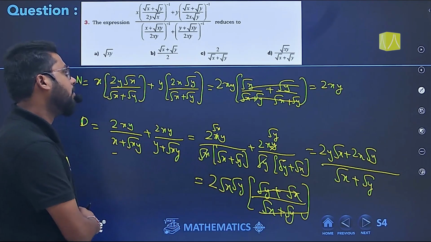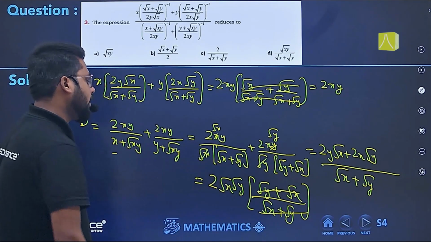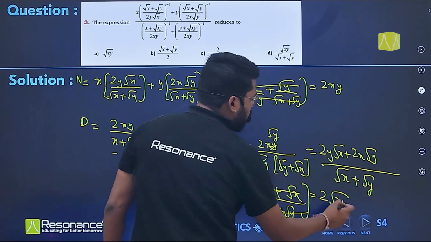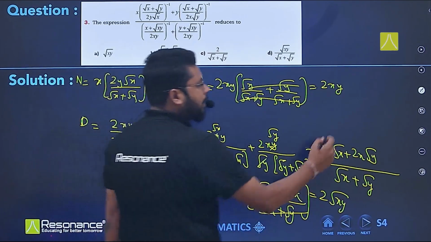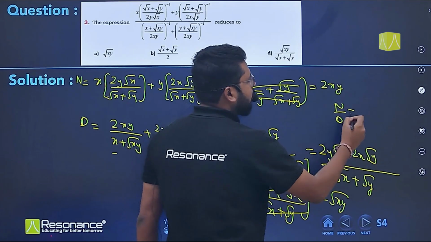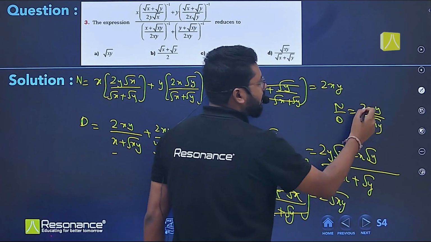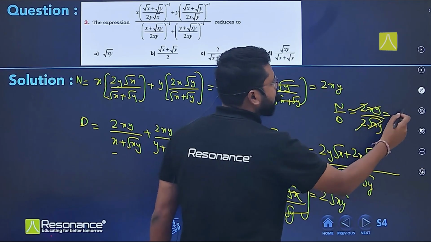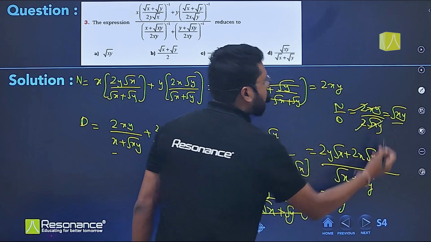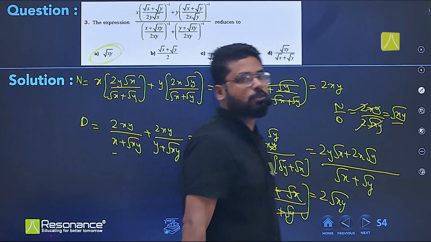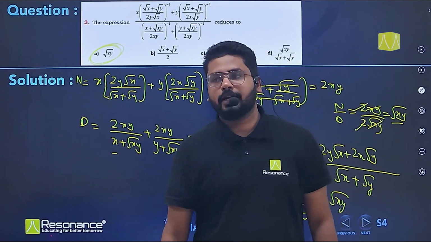Now in the denominator part it will be 2 root x root y, or clearly it is 2 under root xy. So now we have to define the value of numerator by denominator. So it will be 2xy divided by 2 root xy. So 2 gets cancelled, root xy to xy, it will be root xy only. So our answer is option number A is correct, square root of xy.